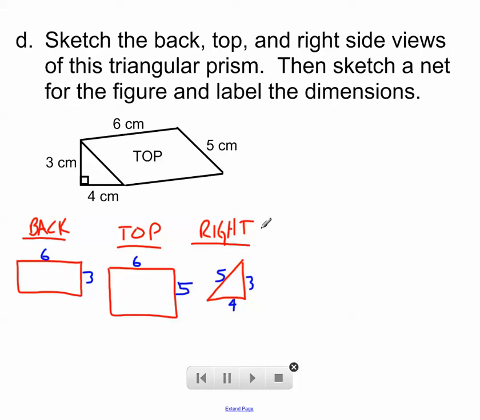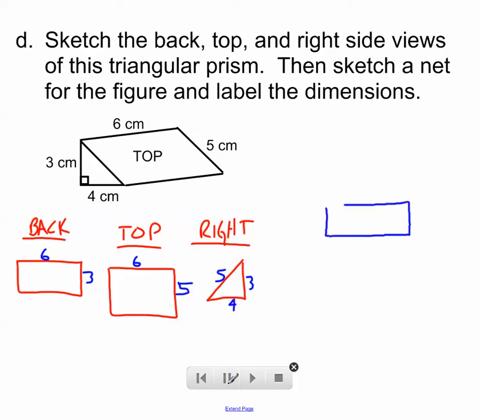There's more sides that we could draw. We could draw the 4 by 6 rectangle that is along the bottom of this triangular prism, but we're not being asked to. Here we go. Then we're going to sketch a net of the figure and label the dimensions. There's lots of different ways you could draw the net. I'm going to start off with the lateral surface area, though.